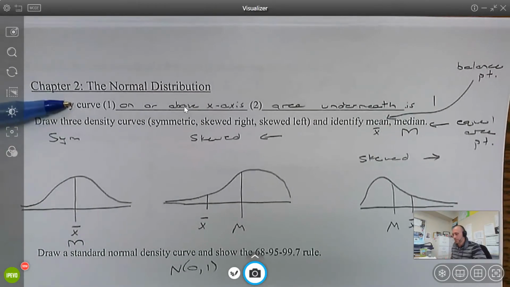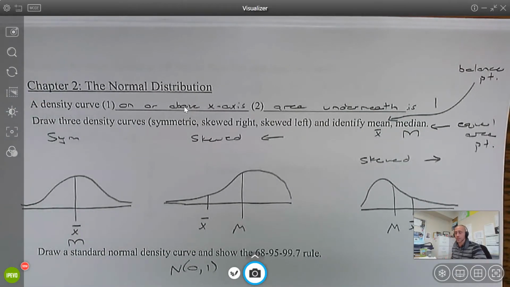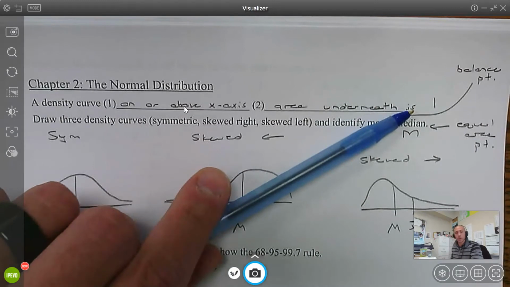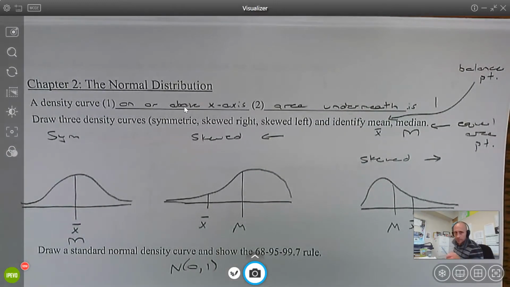So density curve. There are two characteristics: it has to exist on or above the x-axis because probabilities are only positive or 0 up to 1, and the area underneath has to be 1. The sum of all the probabilities has to be 1.